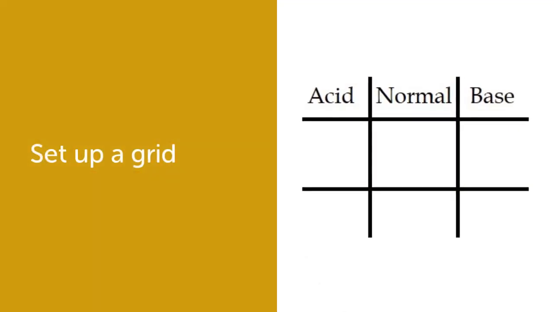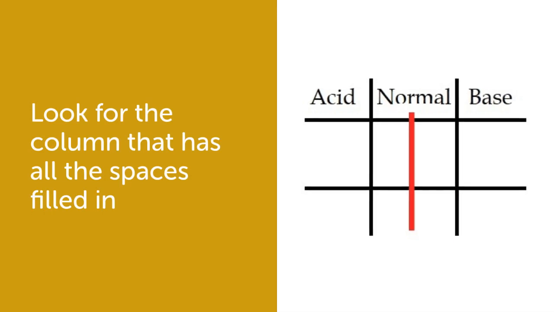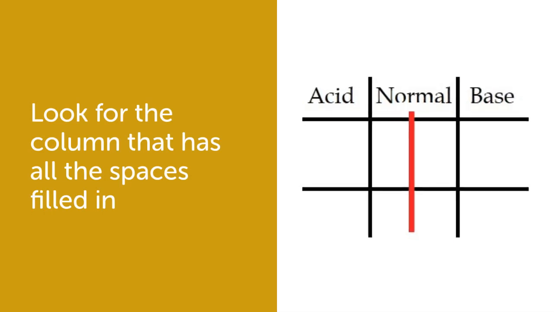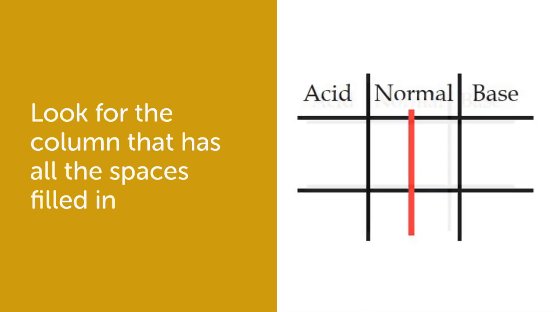Now we can set up a grid and plug in all of our values. Then we look for the column that has all the spaces filled in. This tells us the state of our patient. Let's do an example to kind of bring this home.